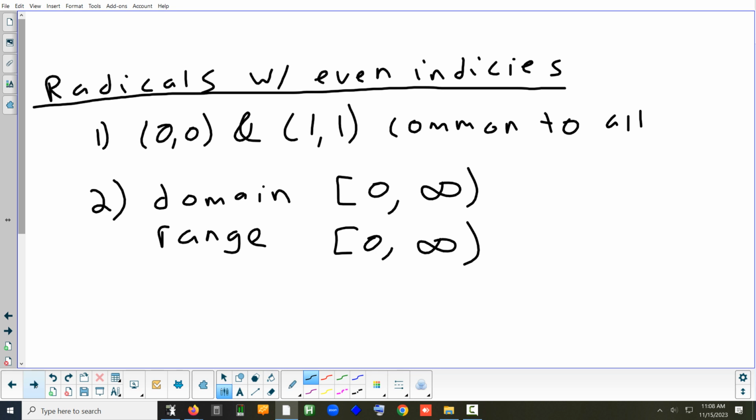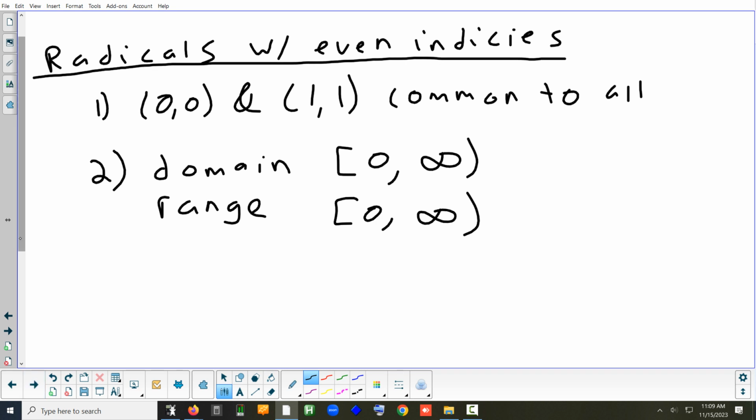So I'll let you copy that, and then we're going to do the same thing with odd roots. We'll graph a cube root and a fifth root. And when we graph odd roots, I want to do the same thing. Are there any points that are common to all of them? What's the domain? What's the range?